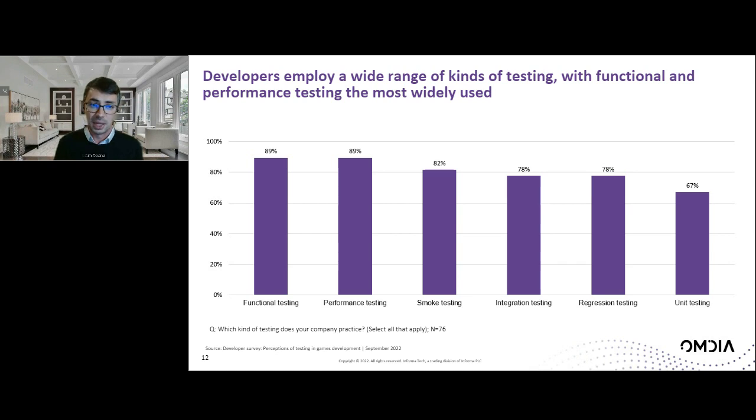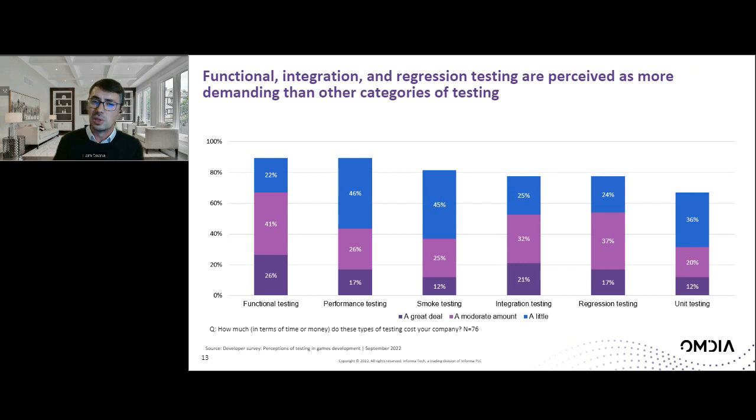So no surprise to see the likes of functional testing and performance testing with very high yes percentages there, almost 90%. But even more complex techniques like integration and regression testing are not too far behind. So the typical picture is that a lot of different types of testing are being done. And we asked as well, how much in terms of time and money are these different kinds of testing costing at your company? And what we see is actually quite a lot of variation here.